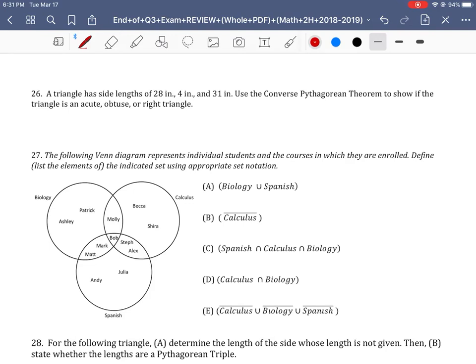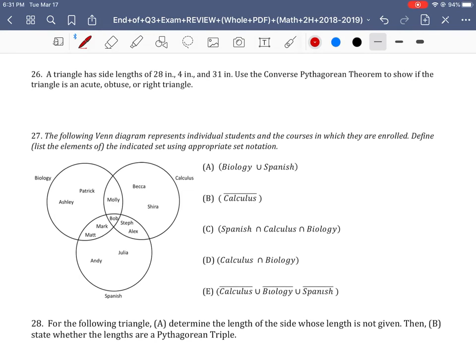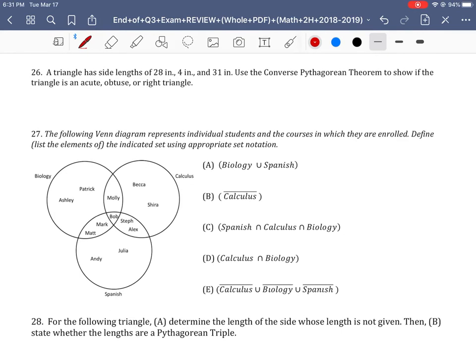All right, at this point, I can't even keep track of what page we're on, but number 26, here we go. This one says a triangle has side lengths 28 inches, 4 inches, and 31 inches. Use the converse Pythagorean theorem to show if the triangle is acute, obtuse, or a right triangle.